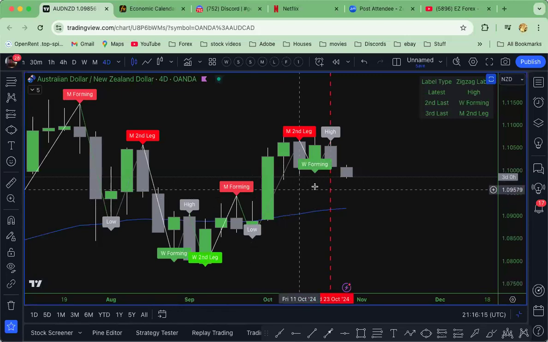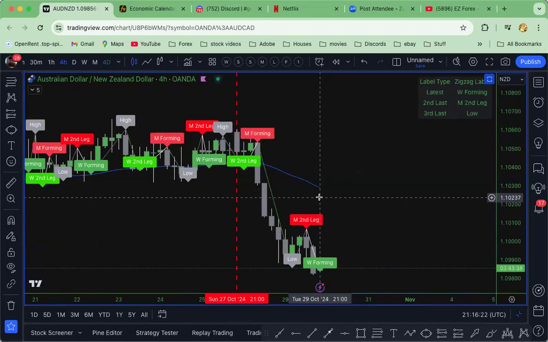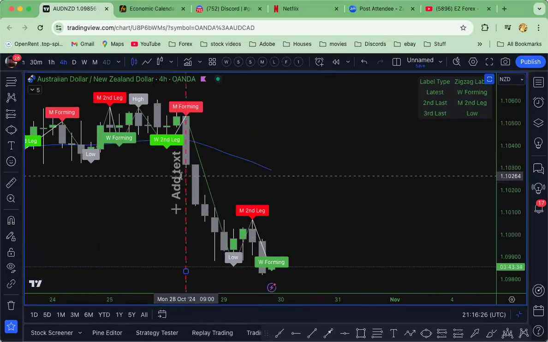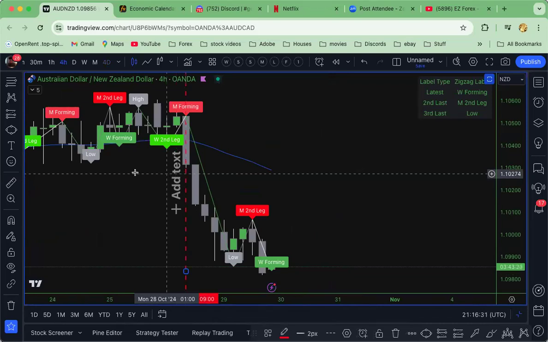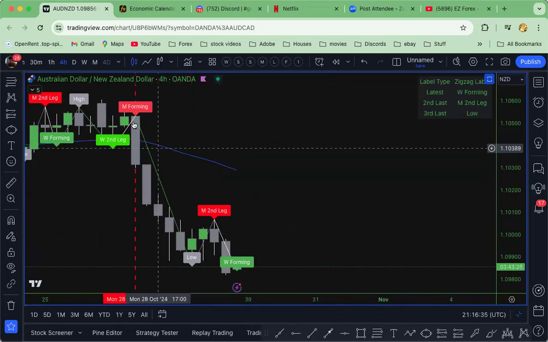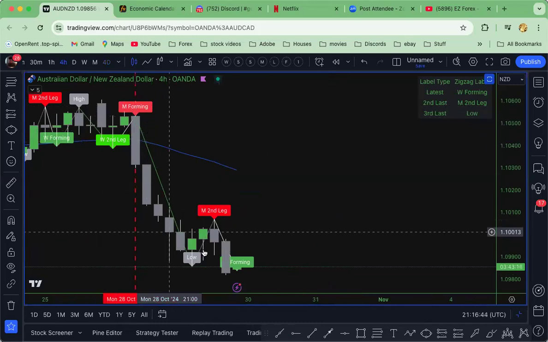That's not 4 hours, that's 4 days, sorry. Yeah, no worries. So we go here, and as soon as we go to here, we can see straight away that from that Monday, we did have a completion of this M forming here. We can see we've got an M forming here that's telling you this is starting to form an M pattern on the 4 hour on that same Monday, and it has closed. We can obviously see the second leg on the 4 hours down here.